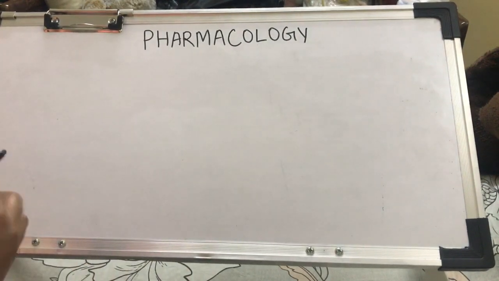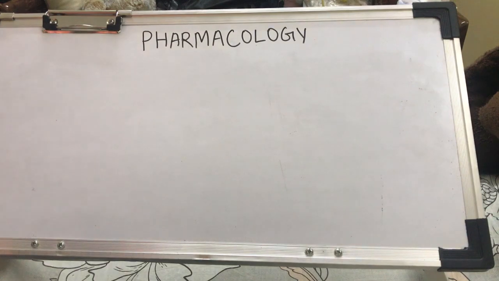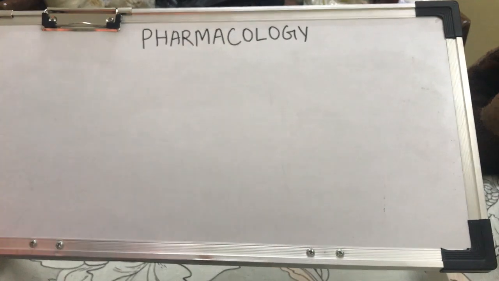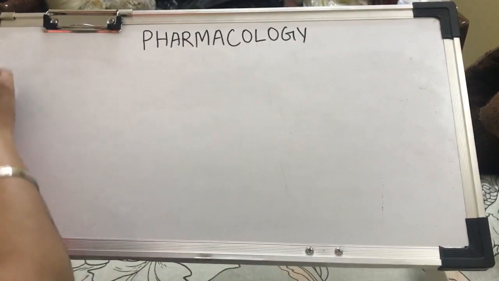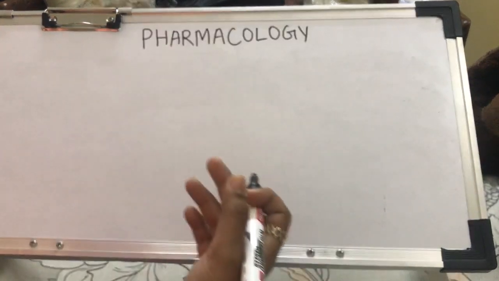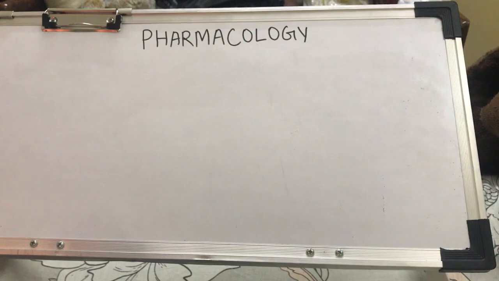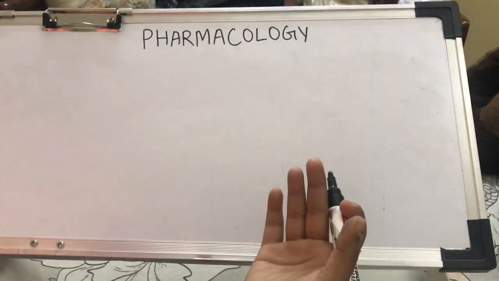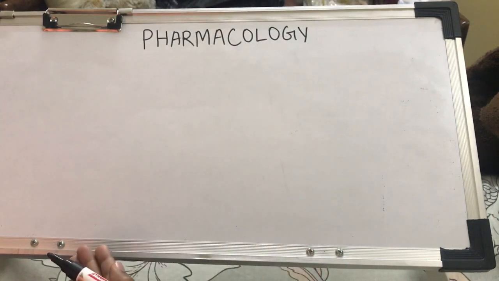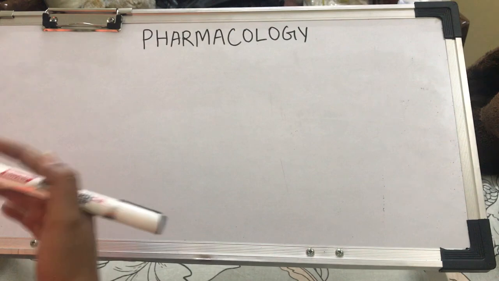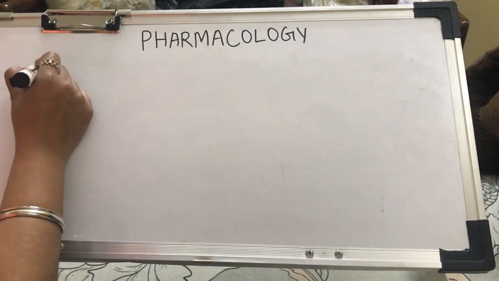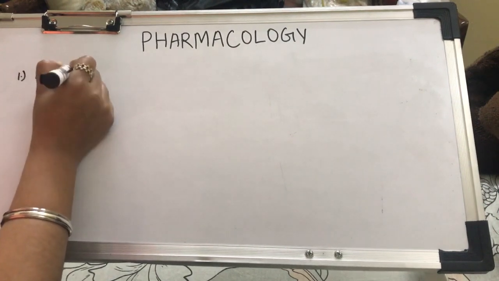Next important term which we are going to discuss is, whenever we are taking some drugs, they are going to have some effect on the body which can be addictive, or we can become dependent on that drug, or we can develop tolerance against that drug. These are the common terms which are used in pharmacology. So what do these terms mean? First is addiction.